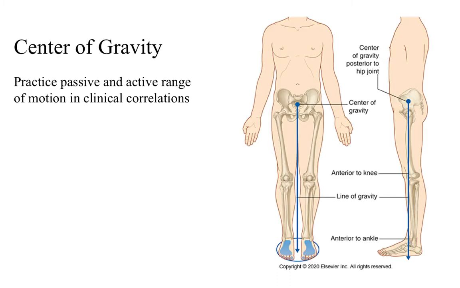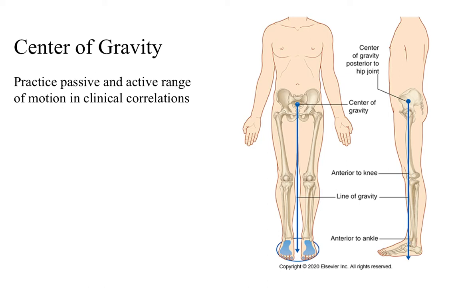So in clinical correlations, we'll be practicing passive and active range of motion movements for each joint. So we'll talk about what those movements are here and then practice them in the lab. So for now, we'll start with where the center of gravity is for the body.